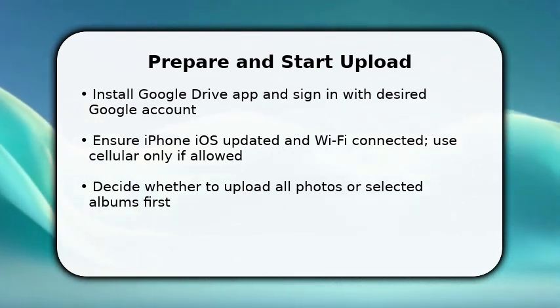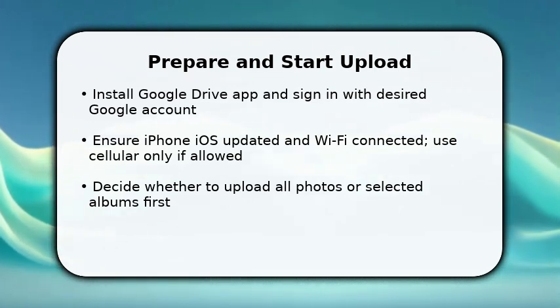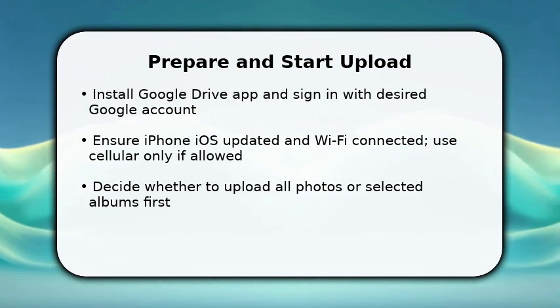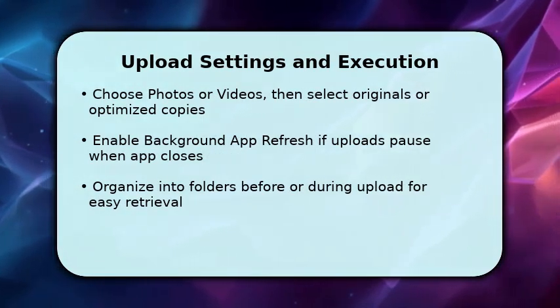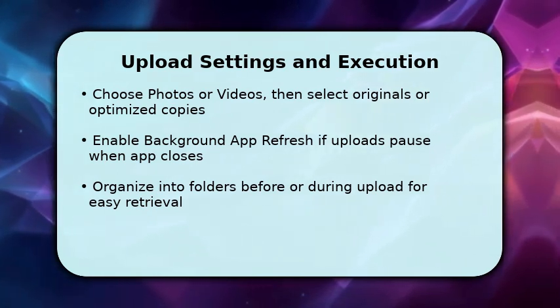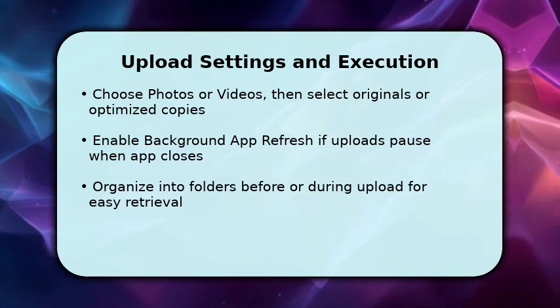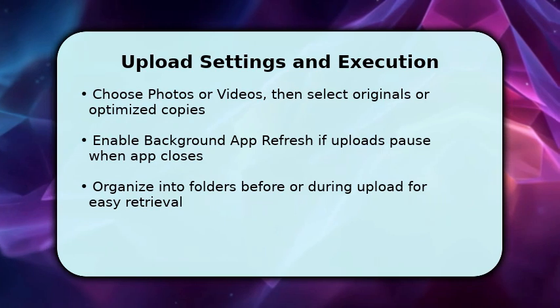Now switch to the Drive app, tap the plus button and choose Upload. You're starting the transfer immediately so you don't lose momentum. You'll now decide how Drive saves your files. Pick photos or videos and choose whether to upload originals for full quality or smaller optimized copies to save space. Tap Create Folder if you want structure, then select the images and hit Upload.